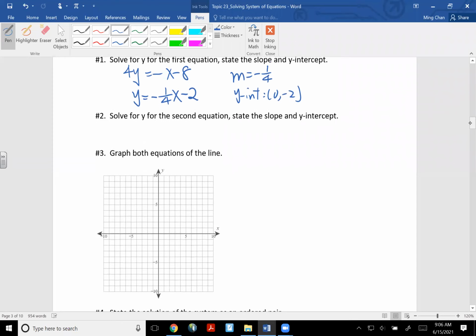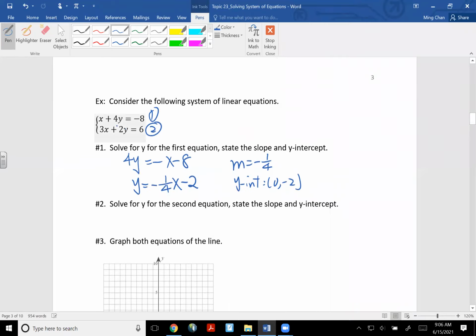I'm gonna go ahead. 0, negative 2 is right here. All right, down 1 to the right 4. 1, 2, 3, 4. Down 1 to the right 4. 1, 2, 3, 4. If you backtrack from the y-intercept, up 1 to the left 4. That would be right here. Up 1 to the left 4. 1, 2, 3, 4. Maybe right here.